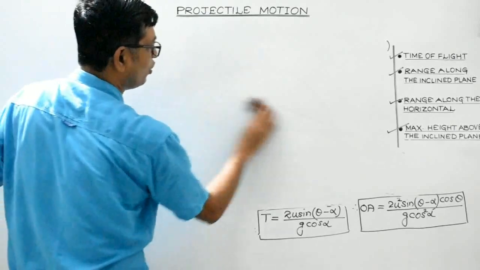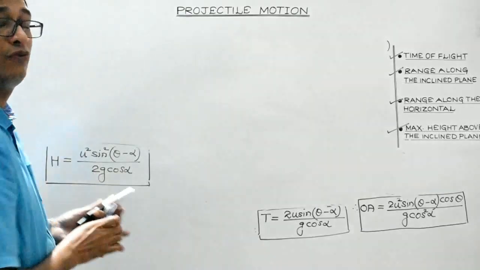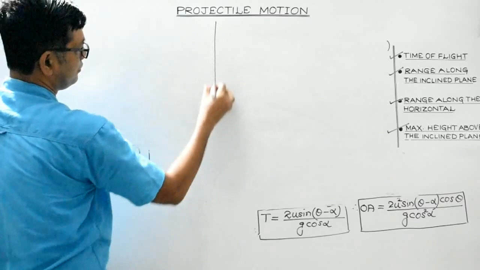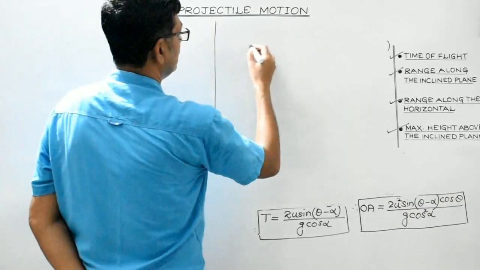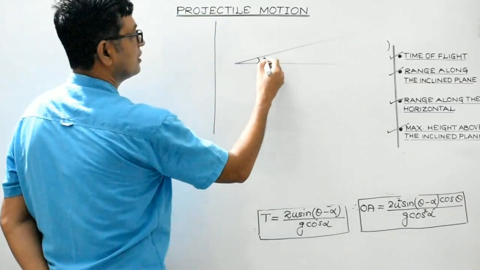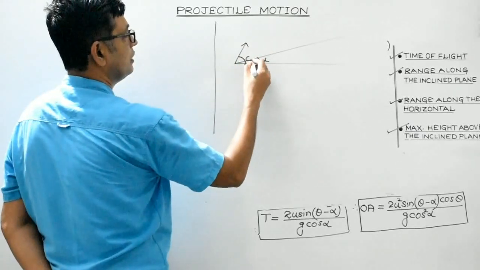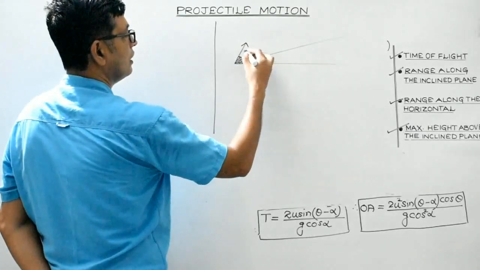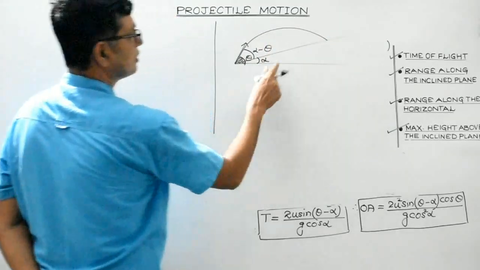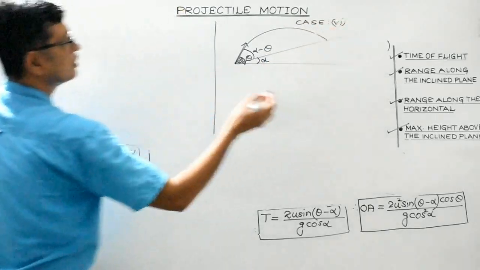Let us revise all the formulas which we have derived in this section and compare them with the formulas derived in case or in article 2. Okay, this is the case. This is considered to be alpha. This is theta, total angle, and this angle is theta minus alpha. Right? This is case 6, which we have just now discussed.